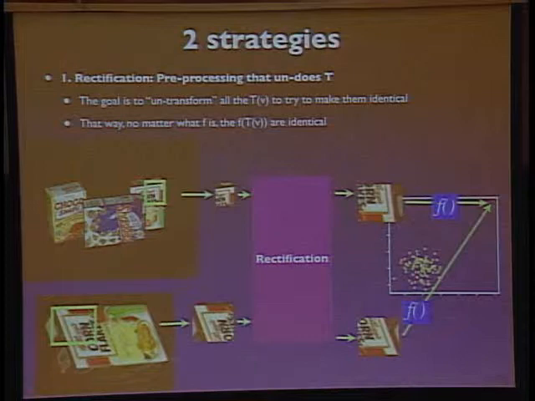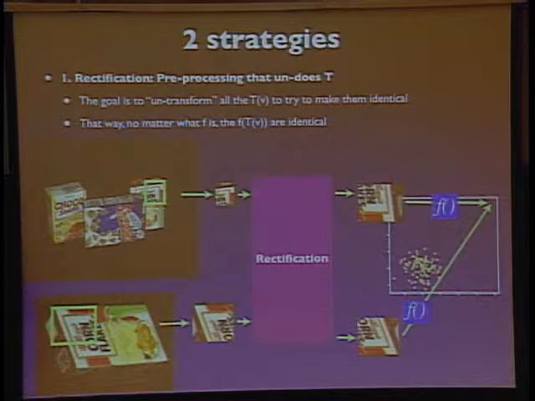It's that there's a canonical orientation of the face, for example, straight up and down, and what you want to do is think of all possible rotations of that image patch as being rotations from this canonical orientation to some other orientation. So what rectification does is it undoes that rotation so that it snaps all the faces back to straight up and down. So it tries to undo the transformation with respect to some canonical or identity transformation.